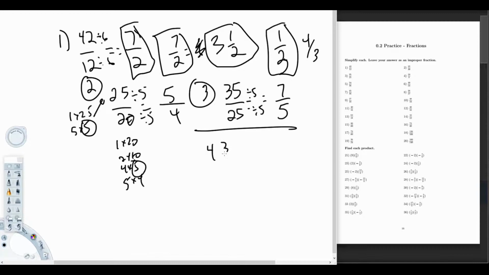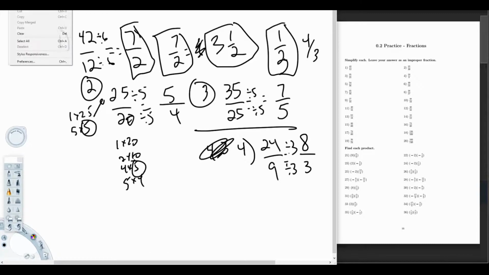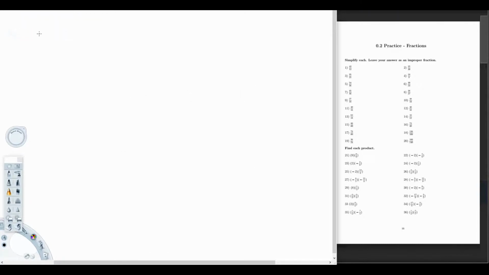So number 4 is 24 over 9. That one's a bit tricky. It looks tricky, but it's solvable. So what you do is you divide by 3, and that's 8 over 3. Let's clear this stuff. Boom. Number 5 now. Number 5, sexy 5.